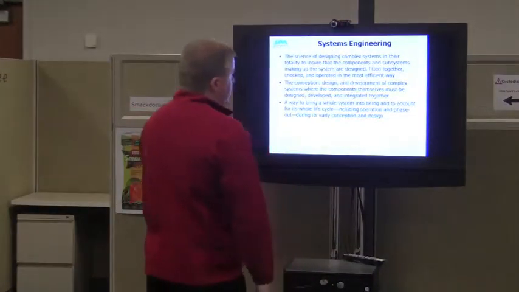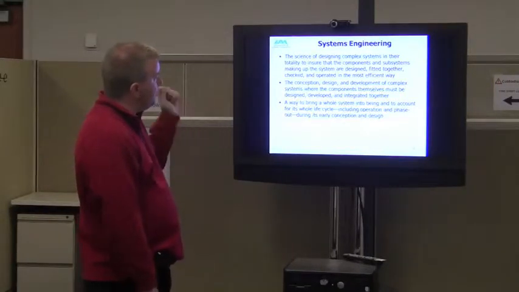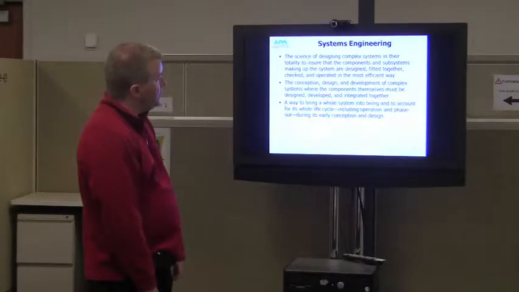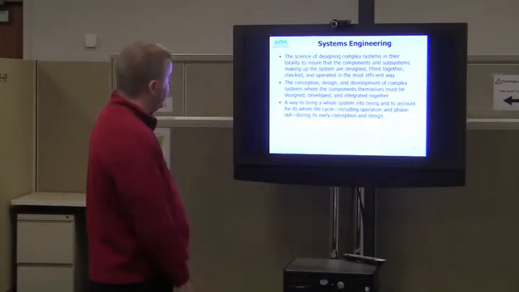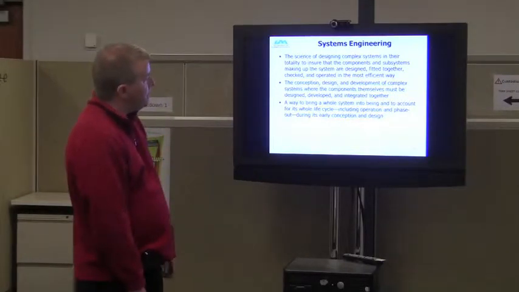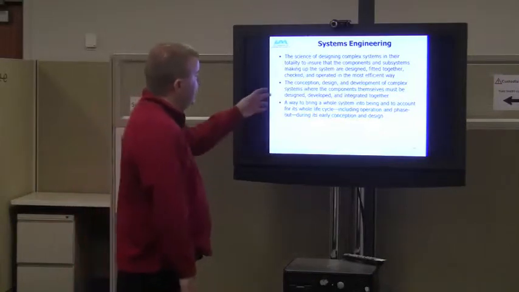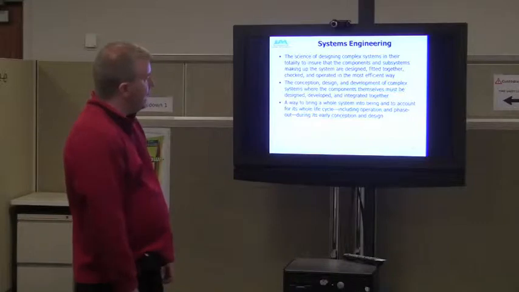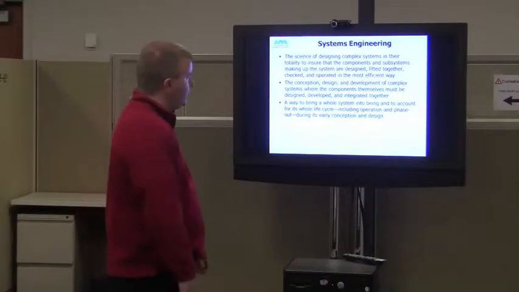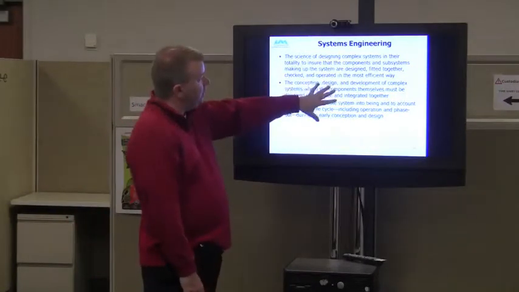So system engineering, what is that, right? It's the science of designing complex systems in their totality to ensure that the components and subsystems making up the system are designed, fitted together, checked, and operated in the most efficient way. It is also the conception, design, and development of complex systems where the components themselves must be designed, developed, and integrated together. That's another definition. And another one is a way to bring a whole system into being and to account for its whole life cycle, including operation and phase out, during its early conception and design. Right? So all of those are definitions.